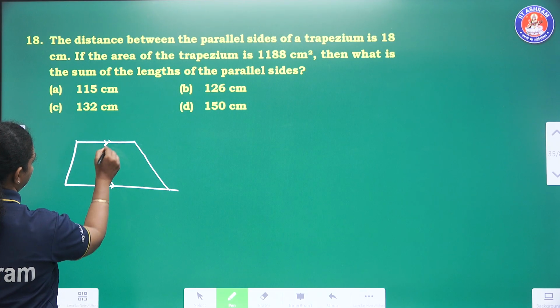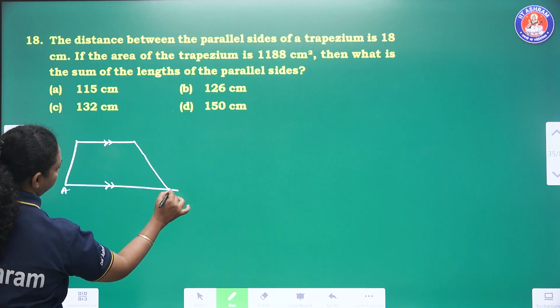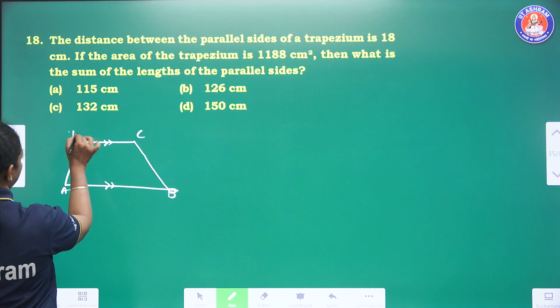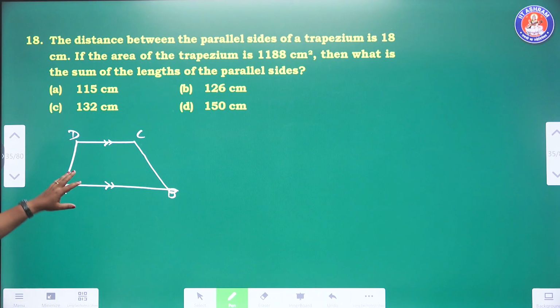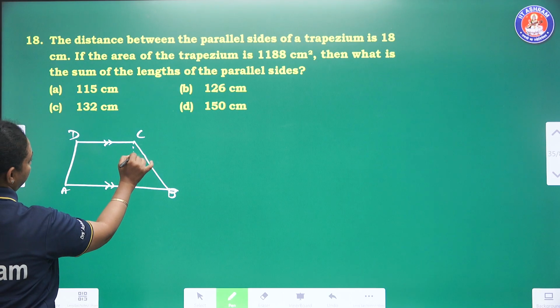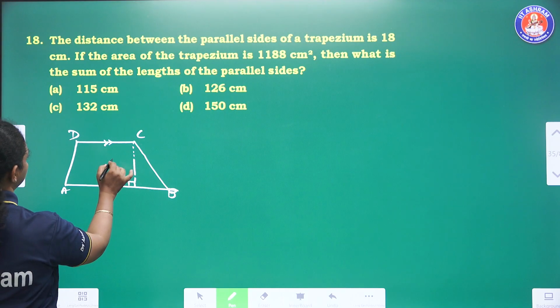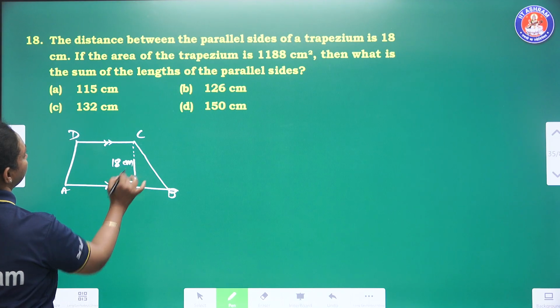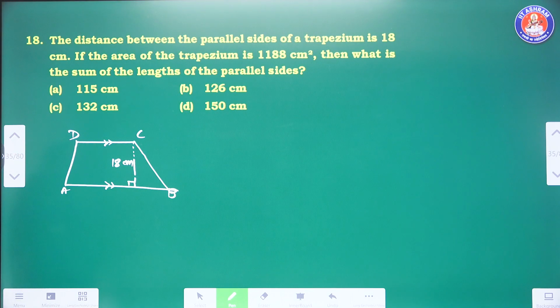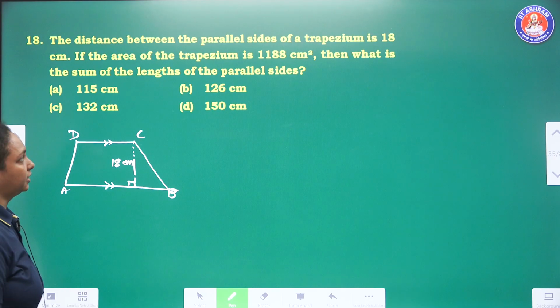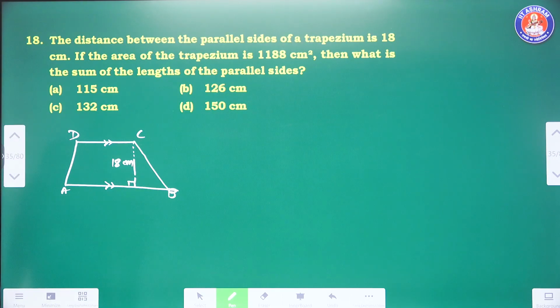This one is the trapezium ABCD, right? In which AB and CD are parallel. The distance between two parallel sides is 18 centimeter, and the area of the trapezium is 1188 centimeter square. Then what is the sum of the length of the two parallel sides?